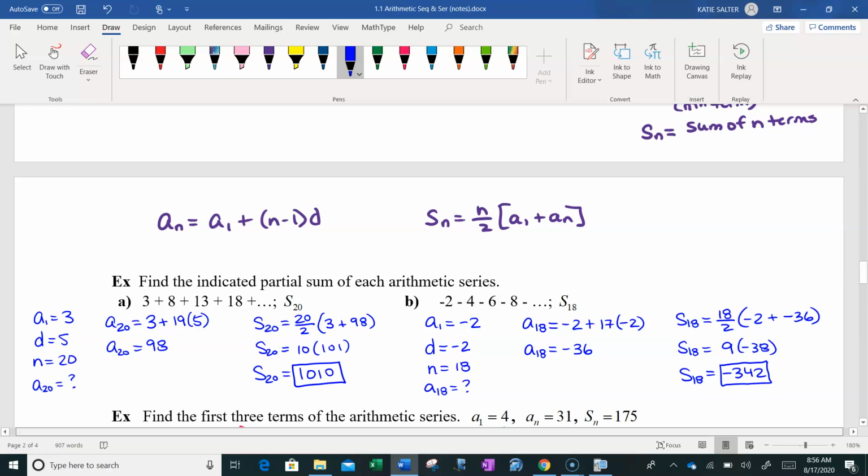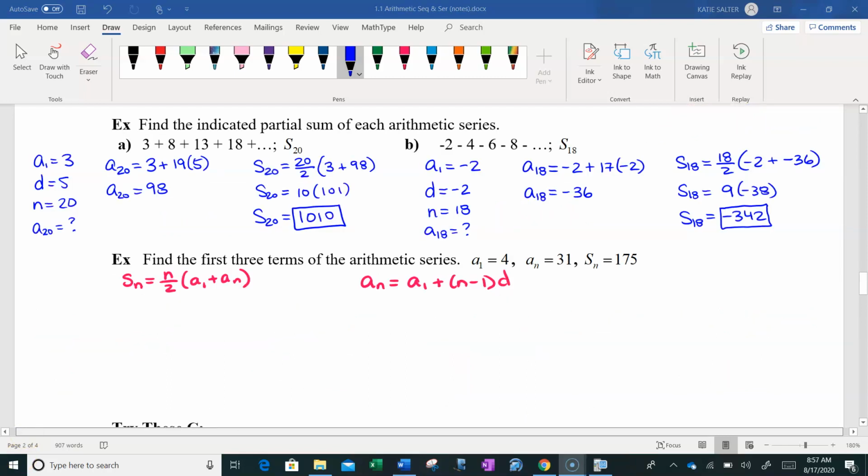This one's a little bit different. It says find the first 3 terms of the arithmetic series, if the first term is 4, the last term is 31, and the sum of all those terms is 175. Push yourself. See what you can come up with. Which formula would you need to use first given that information? We're in honors pre-cal. You're going to have to learn how to problem solve. So see what you can do and then start the video back.